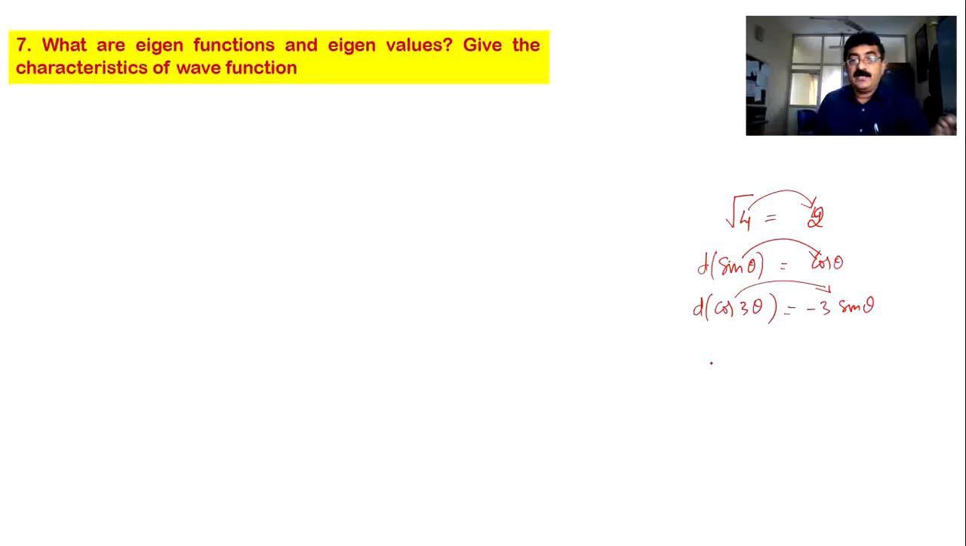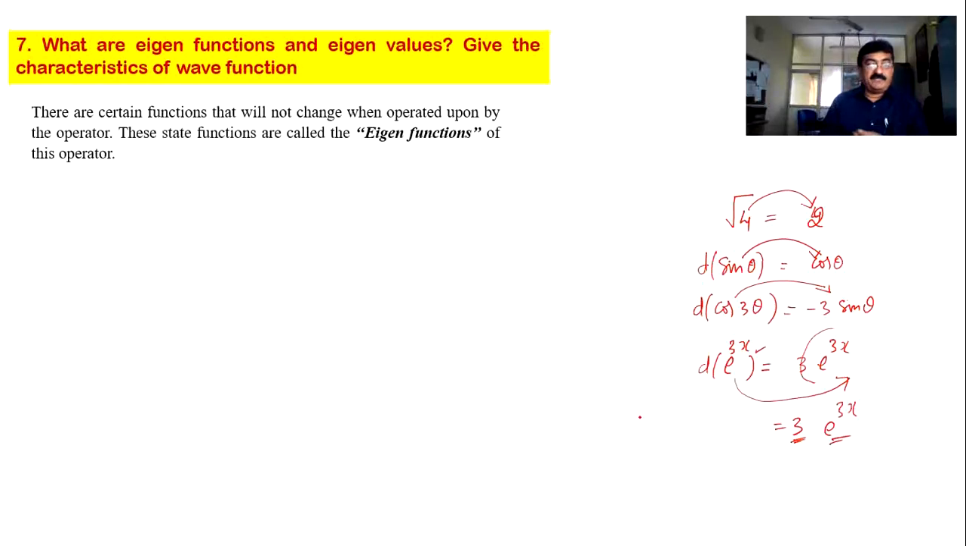Suppose some function is not changing, like e to the power of 3x. When I differentiate this, what will happen? 3 into e to the power of 3x only. I had e to the power of 3x, and I have e to the power of 3x. Now I call e to the power of 3x the eigenfunction, and this 3 is called the eigenvalue.